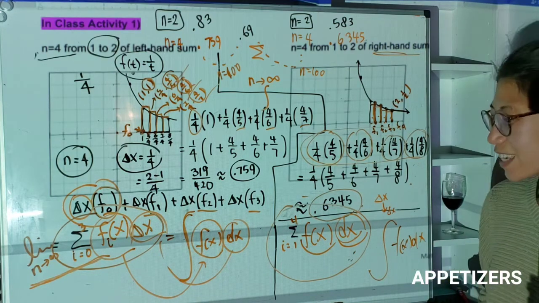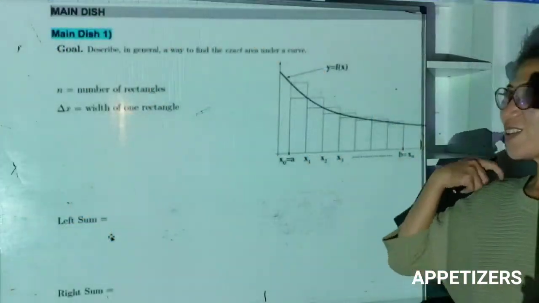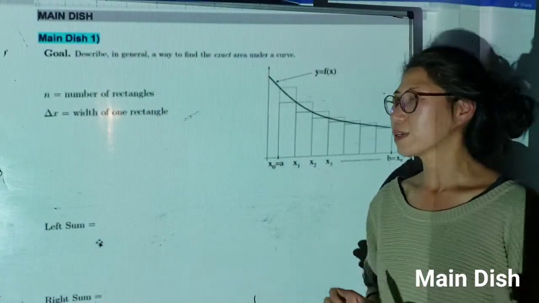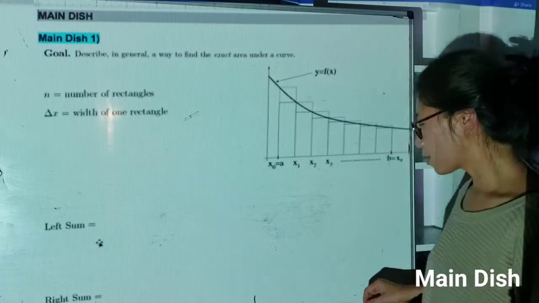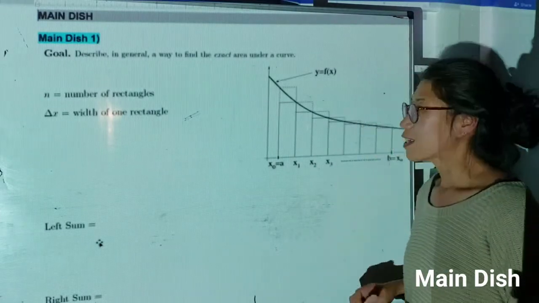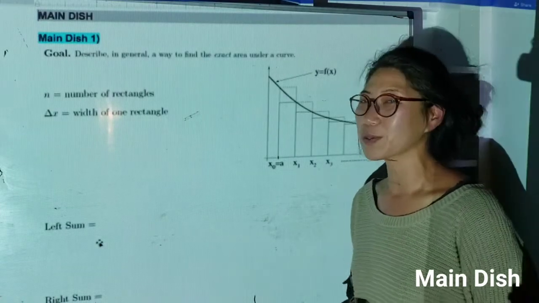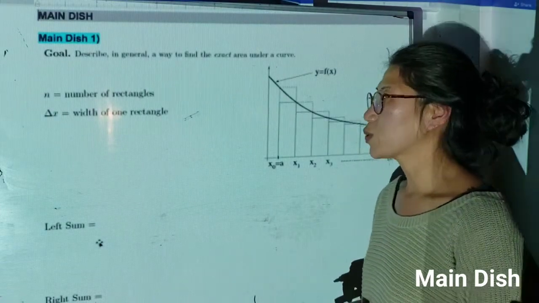Okay, so let's do the main dish. On my main dish, I'm going to explain how the sum of the rectangles becomes the integral. And if you saw the appetizer part, I explained seriously more than 50% there. So let's just do it one more time so that it becomes easier for you to understand.